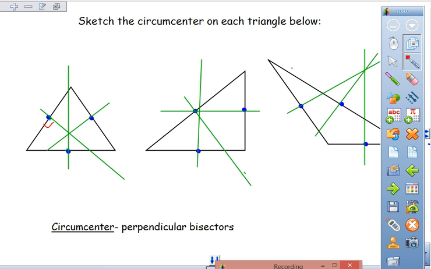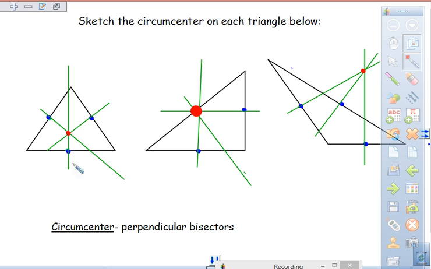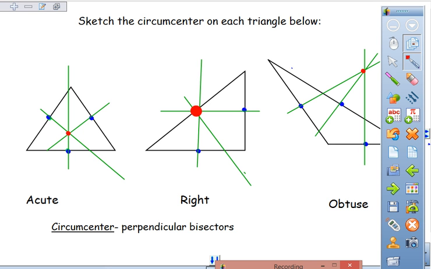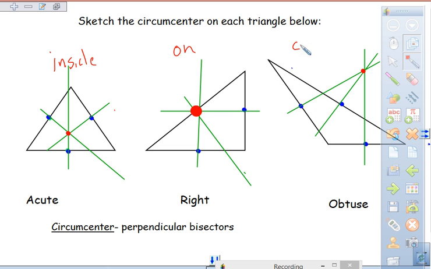Please pause the video while you try to finish up your triangles. And here's what you should be getting. We get a point of concurrency. So on our acute triangle, our point is inside the triangle. On a right triangle, it is on the triangle. And on an obtuse triangle, it is outside. Please pause the video if you need more time to work.